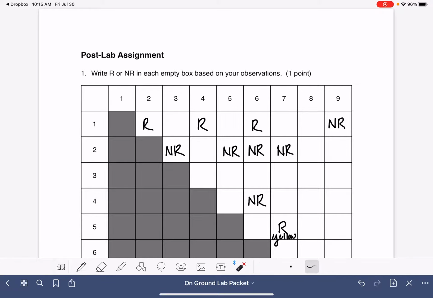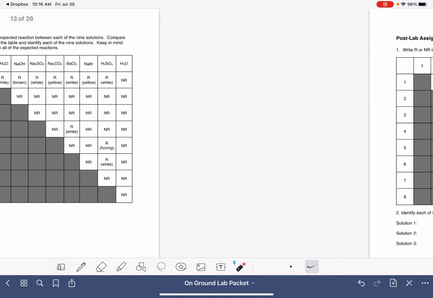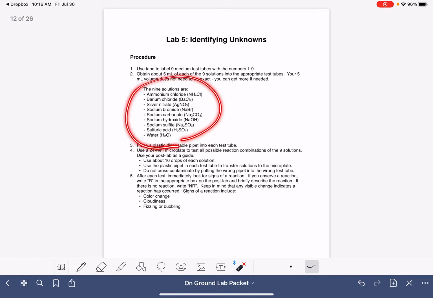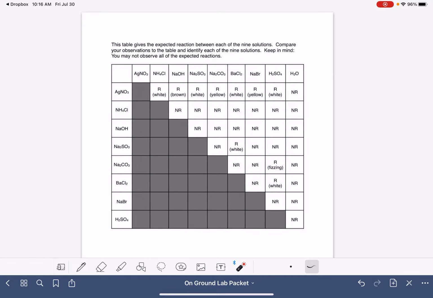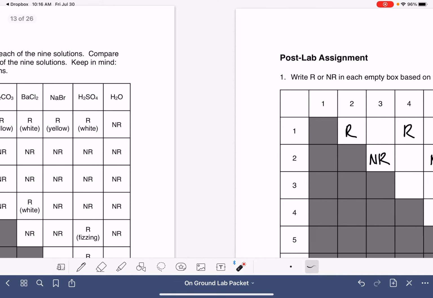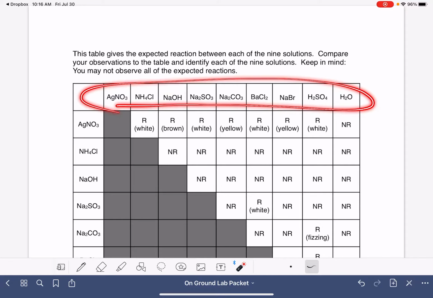Once this is completely filled in, your job is to try to figure out the identity of each one of the 9 different solutions. The possible identities are in this table right here, and they're also listed on the front page of the lab assignment. One thing that some students get confused by is that they assume it's more simple than it is. They just assume that the solutions are in this order, and that solution number 1 is AgNO3 and 2 is NH4Cl, and it's not that easy. So don't make that assumption. You have to figure out what solution number 1 is, and it could be any one of those things.